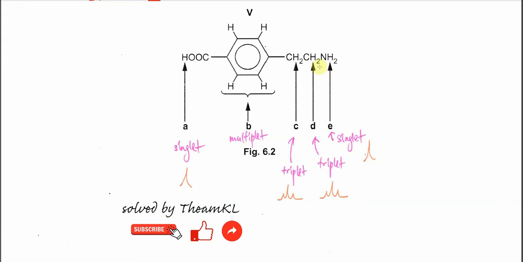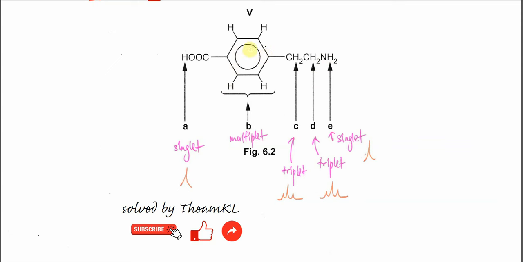For this CH2, it will not couple with this proton, but it will couple with these two. So this one as one group will couple with these two hydrogens, 1 plus 2, and it will form a triplet. And this one also, as one group, will couple with these two hydrogens, 1 plus 2, and also form a triplet. So C and D both form triplets. Of course, their chemical shifts are different, because this CH2 is near an electronegative atom, so it will have different values. Later we will use the tables to explain further.